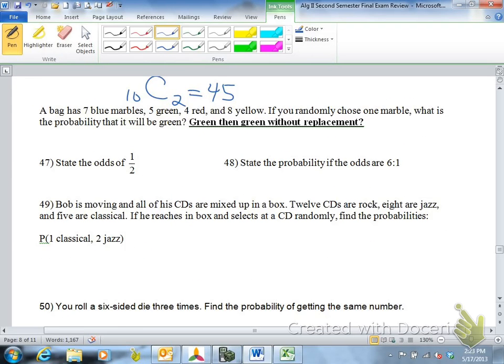Probability questions. Probability, so you should have denominators now. You have 7 blue, 5 green, 4 red, 8 yellow. You pick 1 marble, probability it will be green, and then separately we'll do this question. So green, they would have 5 green out of 24 marbles, so it's 5/24. Green then green without replacement would be, 1 green would be 5/24. The next green, if you don't replace the first one that you just took out, you would have 4 out of 23. And that you can write as a decimal, or as a percent.